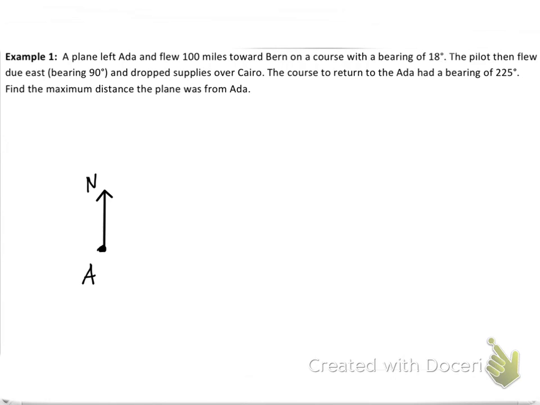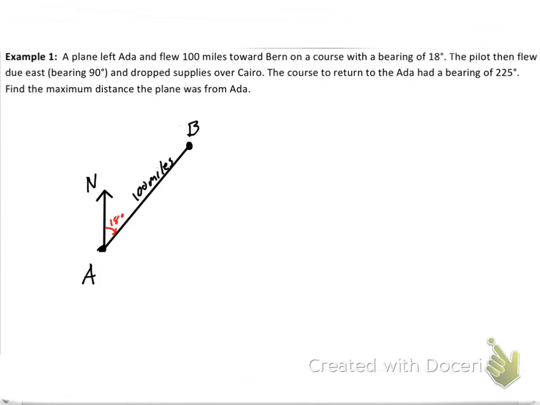He didn't fly due north. Instead, he flew a bearing of 18 degrees. So rather than going north, he went this way a little bit, 18 degrees. He went 100 miles. And then he reached Bern. Well, let's just call it B. So we went 100 miles, 18 degrees, we reached Bern.